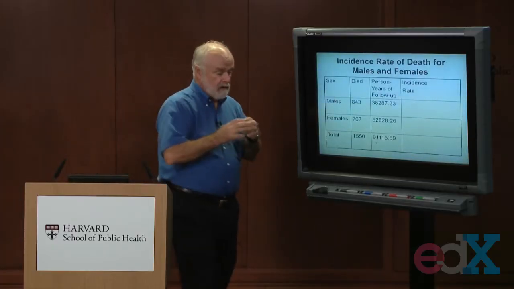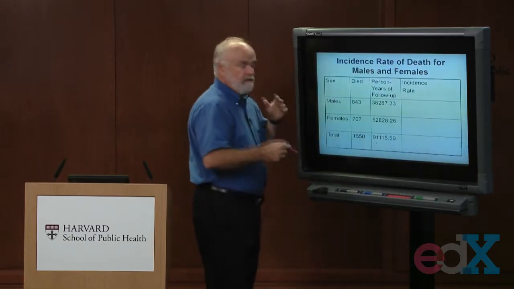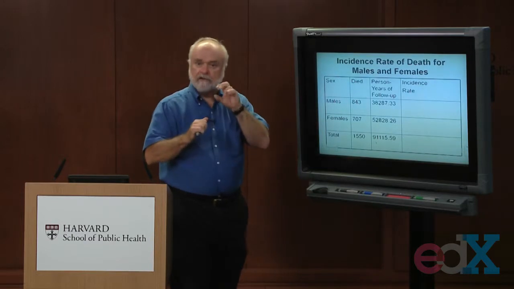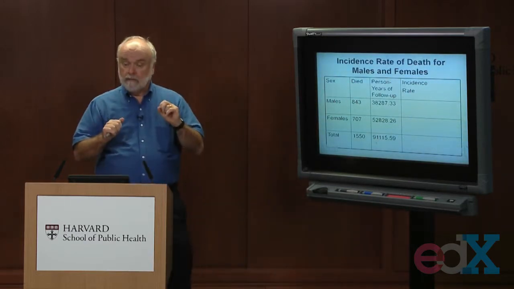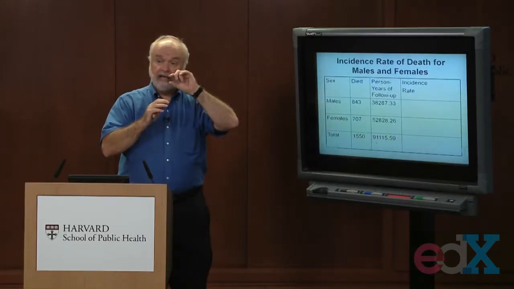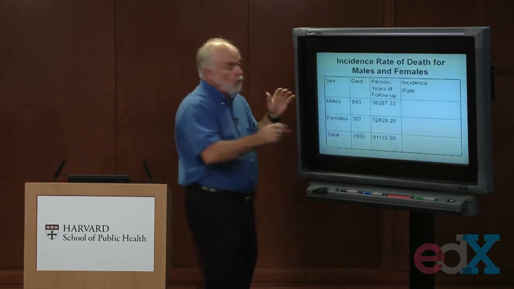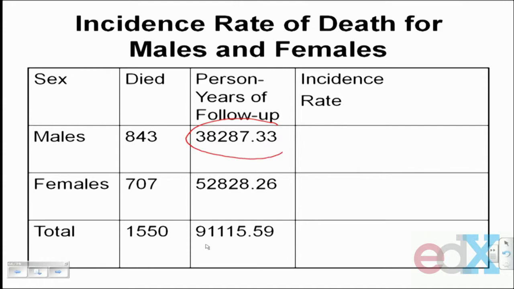So what we have in our data set now are, if you followed all the men for 24 years and counted how many years each person contributed to the follow-up. Remember, the follow-up ends either when a person dies or when the study ends 24 years later. Each person has their own timeline. If you add up the years in each person's timeline, we would observe a grand total of 38,287.33 person years of follow-up among the men. And 843 of those men died during that follow-up.